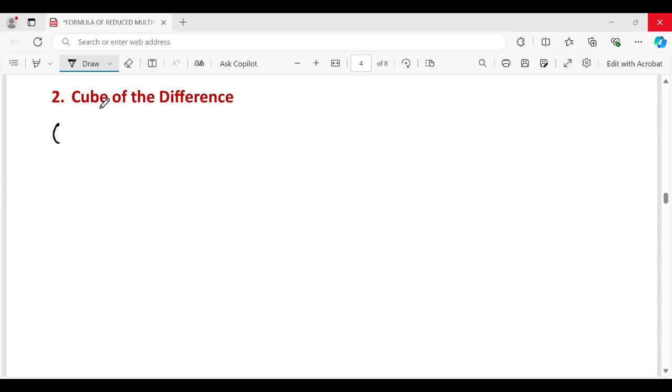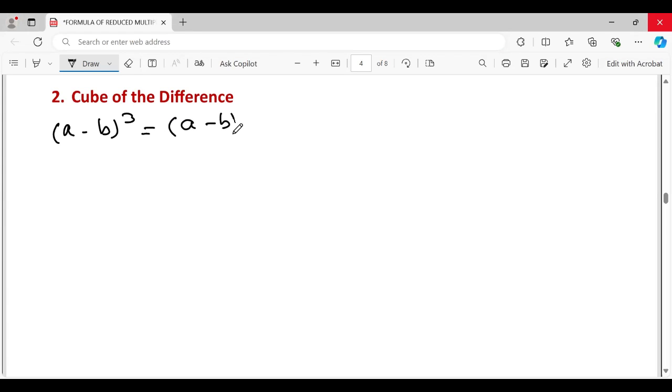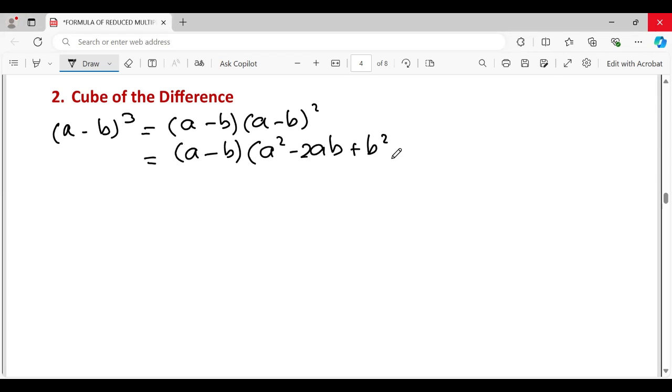The next lesson is about the cube of the difference. Now, if a minus b cubed, we can expand a minus b multiplied by a minus b squared, and it becomes a minus b multiplied by a squared minus 2ab plus b squared.